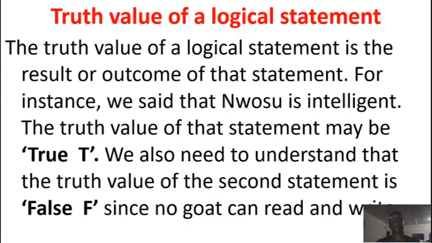The truth value of a logical statement. Here we say the truth value of a logical statement is the result or outcome of that statement. For instance, we say that Nwosu is intelligent, and the truth value of the statement may be just true, represented by T to mean that it is true that Nwosu is intelligent. We also need to understand that the truth value of the second statement is actually false, represented by F, since no goats can read and write.